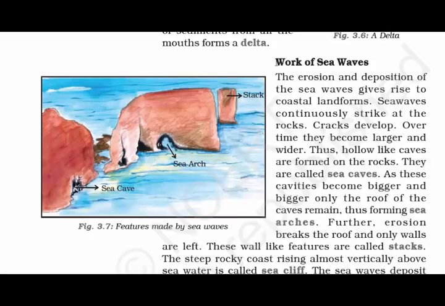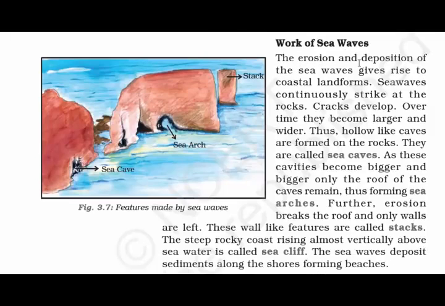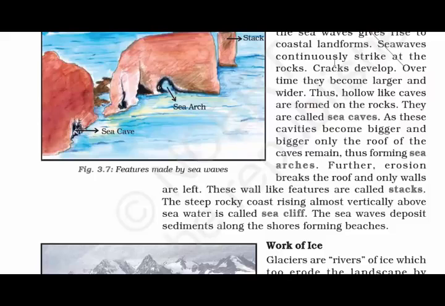Now let's read about the work of the sea waves. What do the sea waves do? We know that the erosion and deposition of the sea waves help in forming the coastal landforms, that is the beach. Now the sea waves continuously strike at the rock.